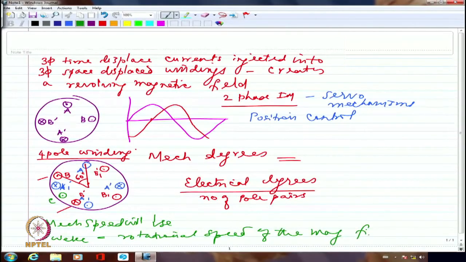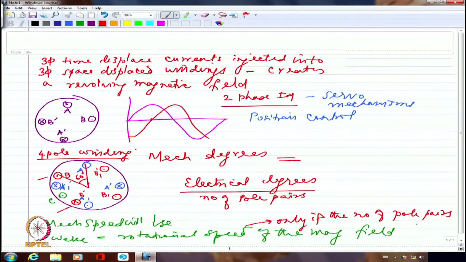This we could say only because it was having only 2 poles or 1 pole pair. So this is true only if P, the number of pole pairs, is equal to 1. If the number of pole pairs is increasing more than 1, then I have to divide whatever I am getting as the mechanical velocity, that will be electrical velocity divided by the number of pole pairs.